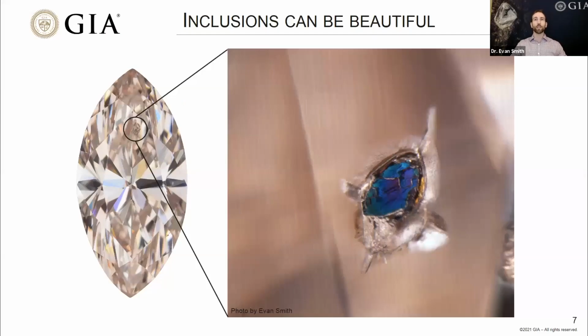For instance, this inclusion here in a fancy light pink diamond is an inclusion of ferropericlase, and it's got this vivid iridescent effect with colors all over it. In my opinion, this is a very attractive inclusion that I'd be very happy to have in a diamond. So this is just one example of many different kinds of inclusions out there.